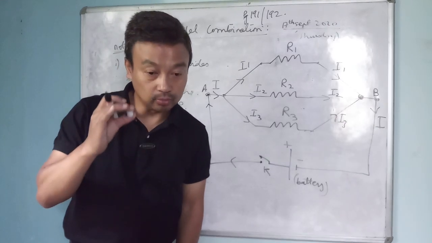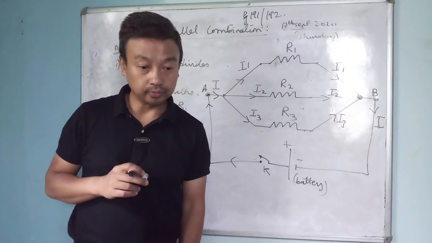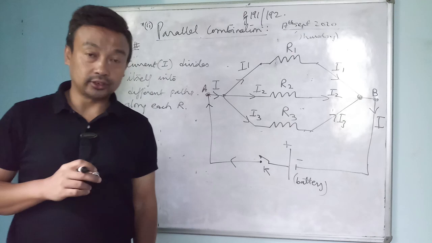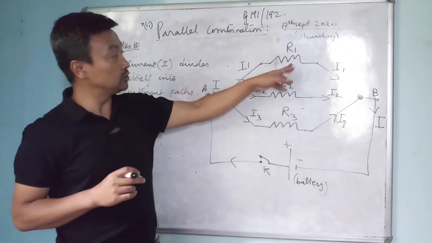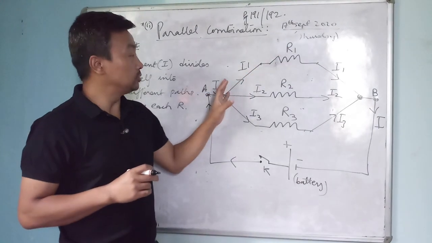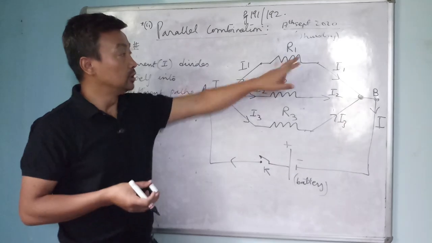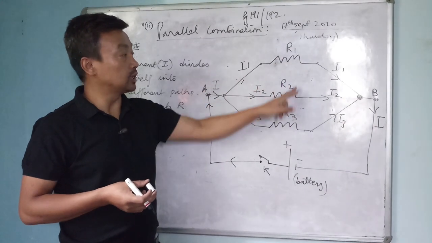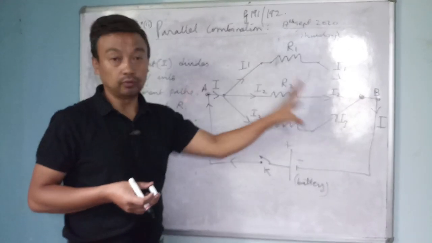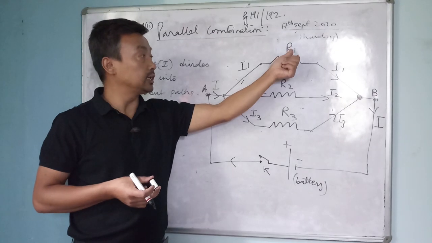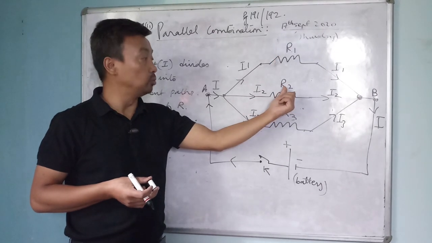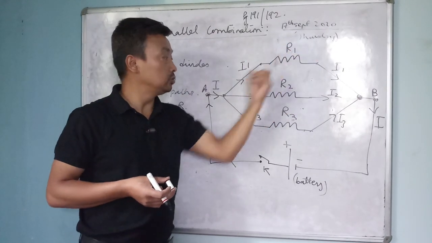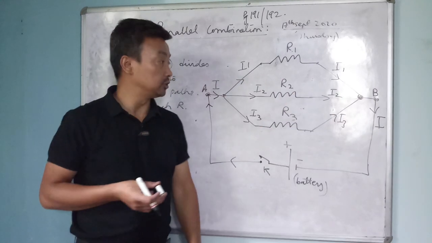If the resistance is more, the current will be less. If the resistance is less, then more current will flow. That means accordingly it will balance that. Suppose if these three resistances are of the same value, then the same current will flow. But if this resistance is less and if this resistance is more, then here more current will flow, and less current will flow here. Okay.